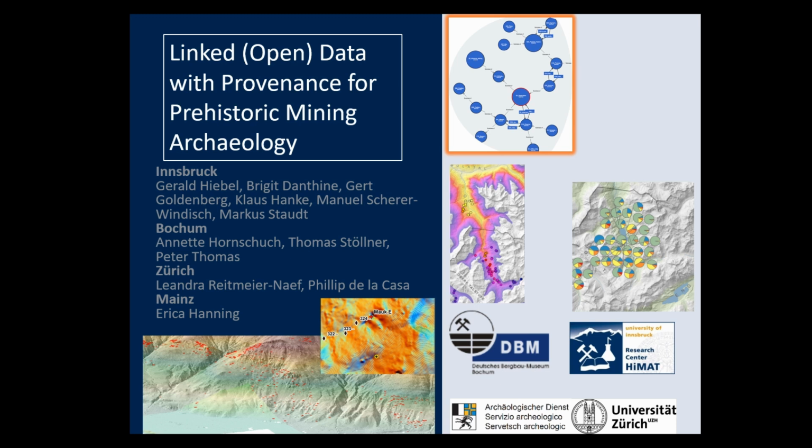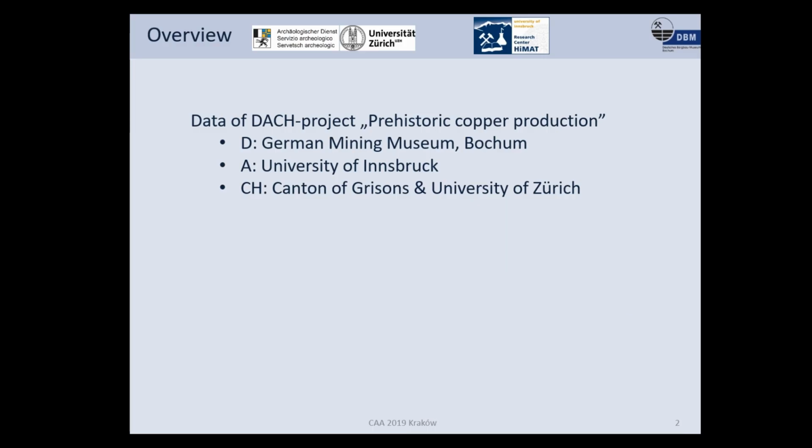It is about data that came from a project dealing with prehistoric mining archaeology. It's called a DACH project, D standing for Germany, Deutschland, A for Austria, and CH for Switzerland. And it's about prehistoric copper production. The German Mining Museum, in Austria the University of Innsbruck, and in Switzerland the Canton of Grisons and the University of Zurich. I want to show the data that these three institutions collected.